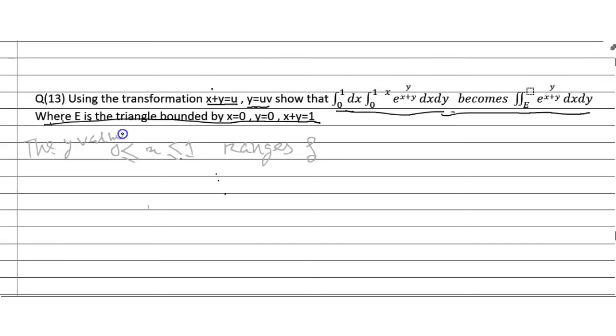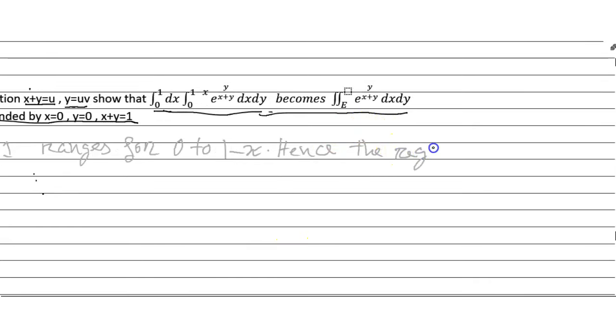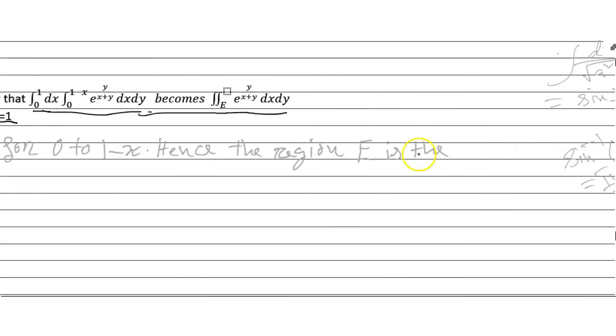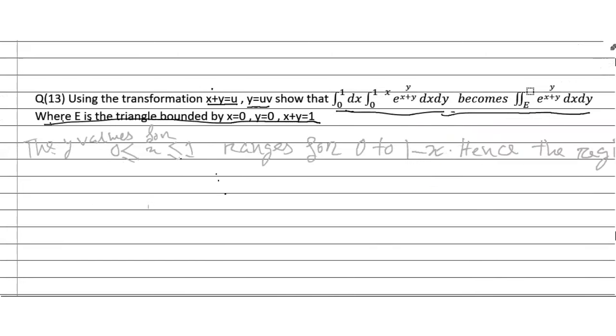The y values range from 0 to 1 minus x. Hence, the region E is the region OAB.